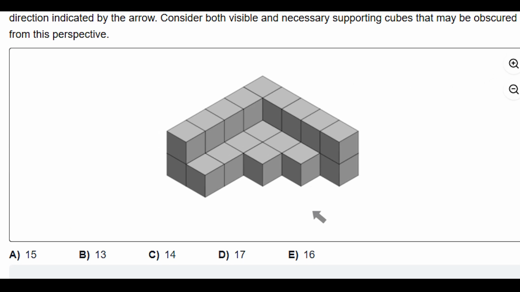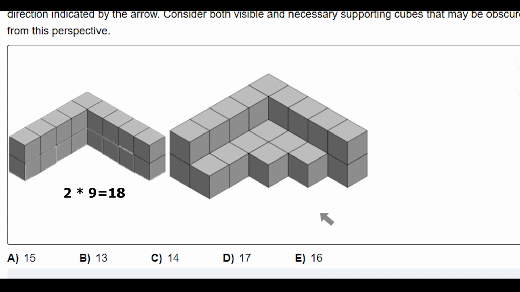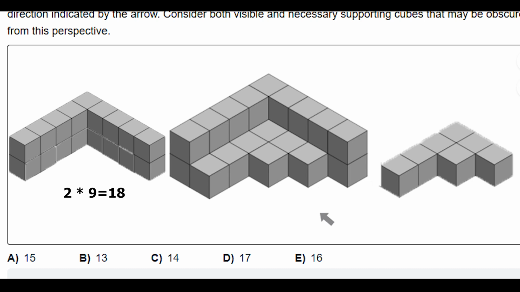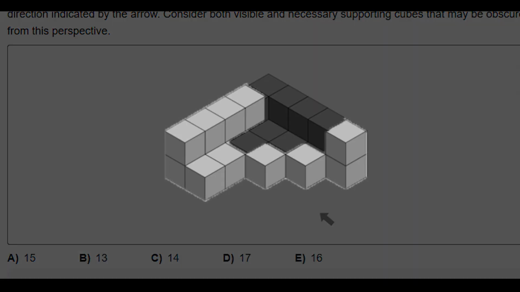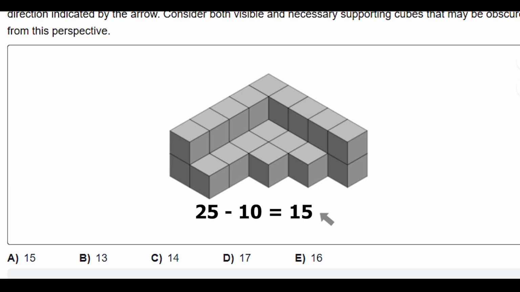In the given 3D figure, there are 2 layers of 9 cubes each and one additional 7 cubes in the bottom layer, making a total of 25 cubes. When viewed from the direction of the arrow, only 10 cubes are visible, 5 in each layer. Therefore, 25 minus 10, that is 15 cubes, are hidden. Hence, the correct answer is option A, that is 15.